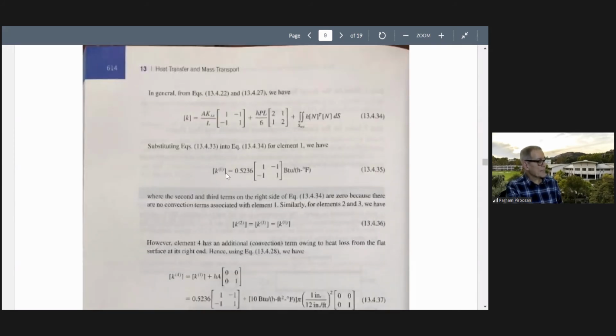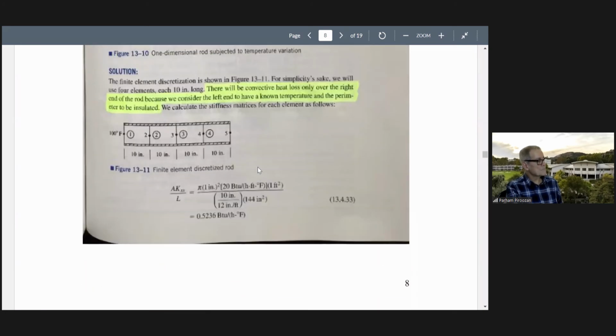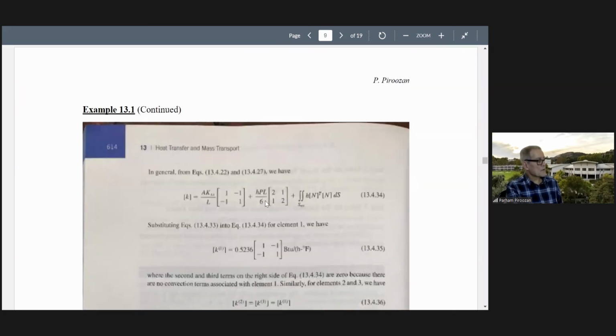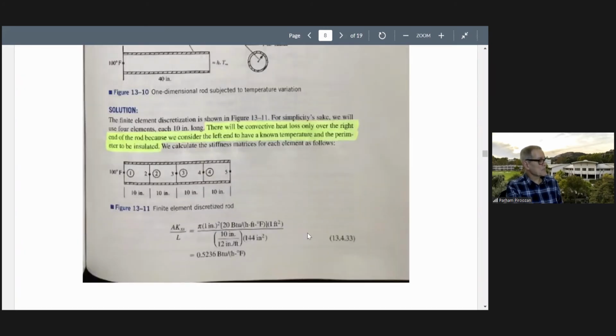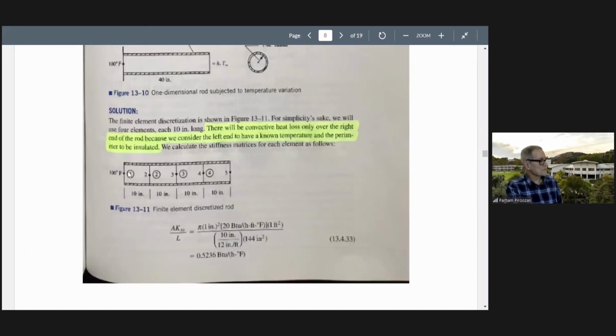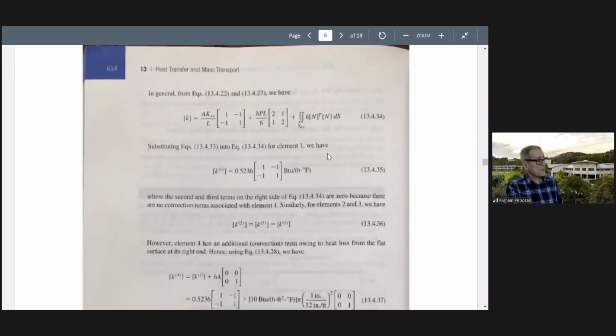So for element 1, this term is 0. Why is this 0 for element 1? Anyone? This term is 0. Why? There's no convection heat transfer? Yes, it's insulated. You're right. It is insulated, so there is no convection here. This one, it is also 0. There is no convection taking place here. It's just fixed temperature. So convection is not. So for element 1, it is 0.